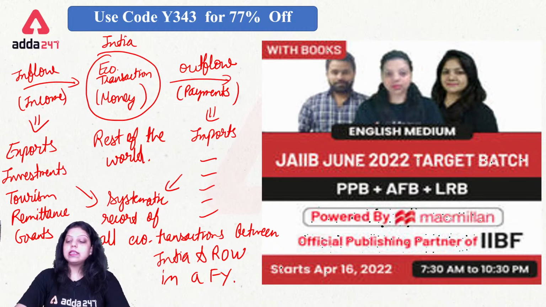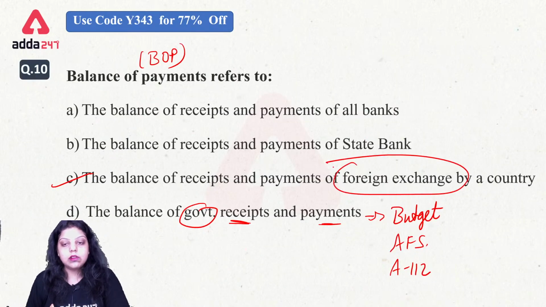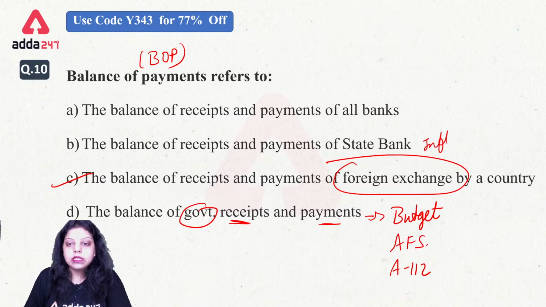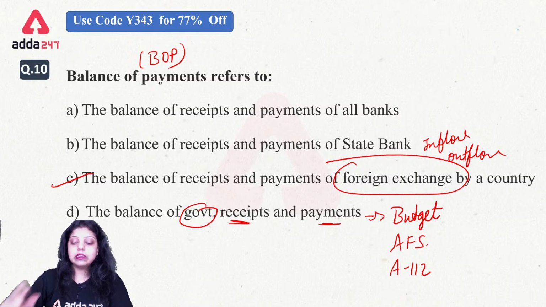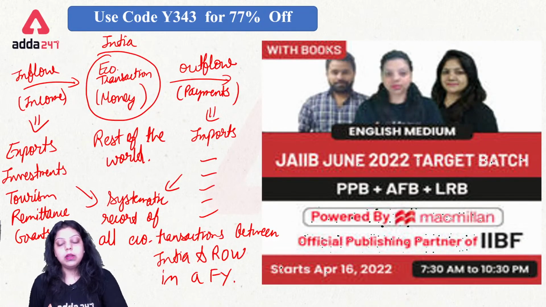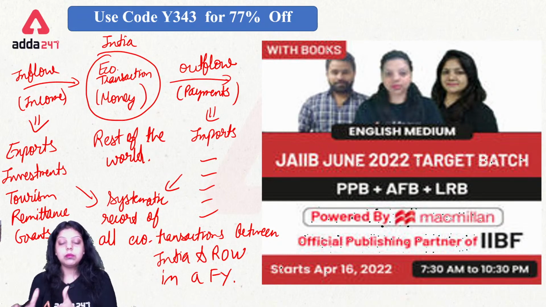Okay, so the right answer to the 10th question will be option C, because we are talking about the foreign exchange by a country in which certain inflows are included and certain outflows are also included. Okay. So now I hope balance of payment is clear to all of you. So this is the balance of payment, whatever economic transactions, whatever monetary transactions are happening from India to abroad.